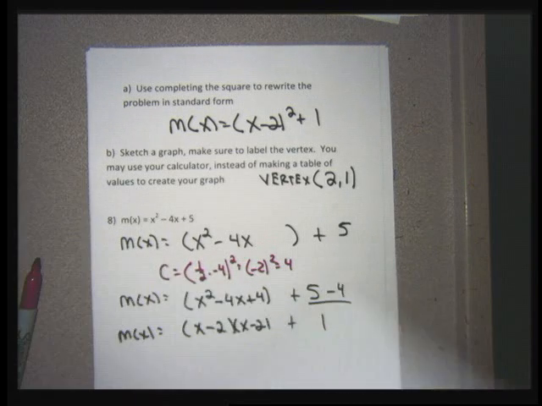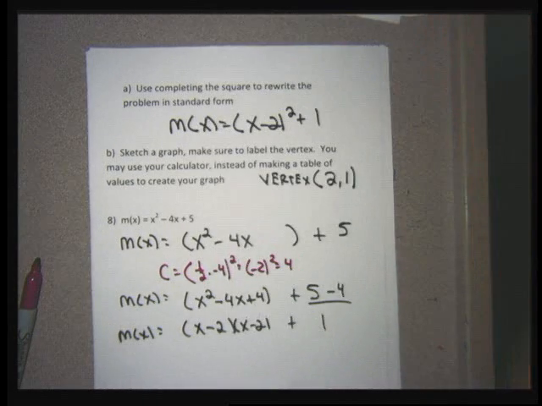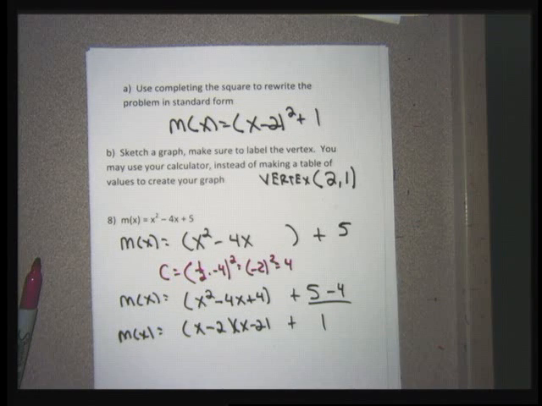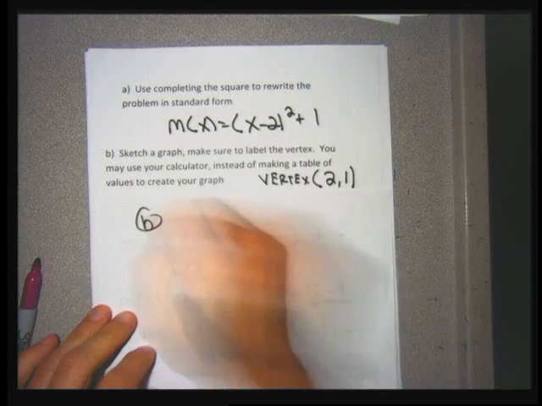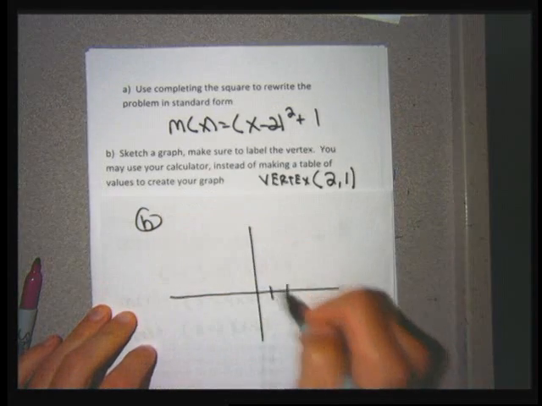So when I go to sketch my graph, the window that I have is going to be adequate. So when I go to sketch my graph, that's the part B, I need to label the vertex at the point 2, 1.